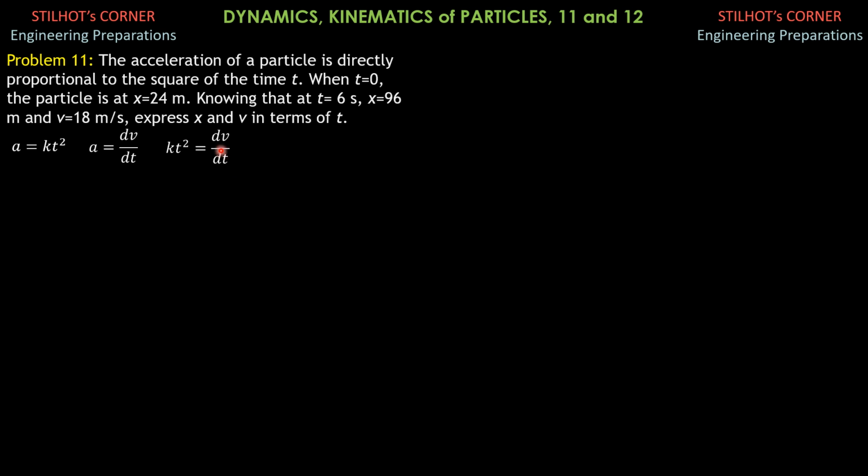So by simplification, the differential of velocity equals kt squared dt. Then we integrate both sides with the constant of proportionality here. So the integral of dv is just v, and the integral of k times t squared dt is kt cubed over 3. Then we introduce a constant, which is c sub 1. So v equals kt cubed over 3 plus c sub 1.